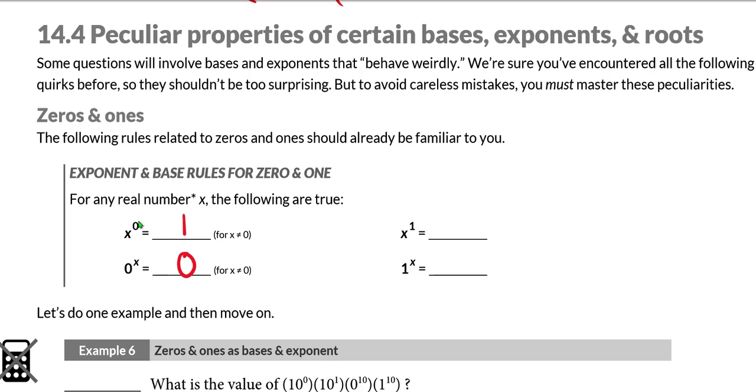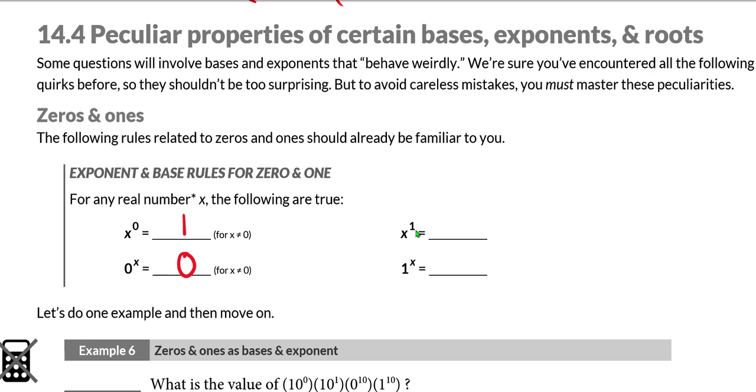In fact, anything to the 0 is going to be 1 as long as x itself does not equal 0. Don't worry, you will not be tested on 0 to the 0. 0 to the x, as long as x is not 0, is always going to be 0. So anything to the 0 power is going to be 1, and 0 to any power is going to be 0.